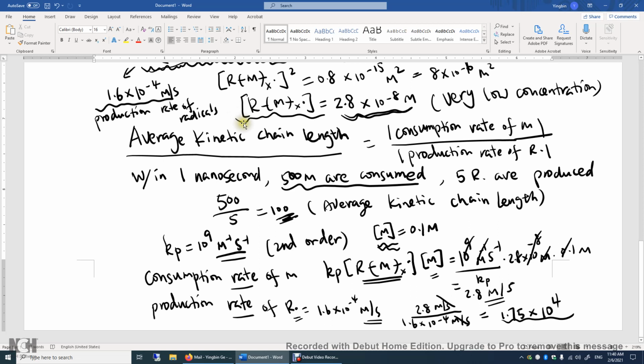So that's a simpler analogy used to explain the concept of average kinetic chain length.